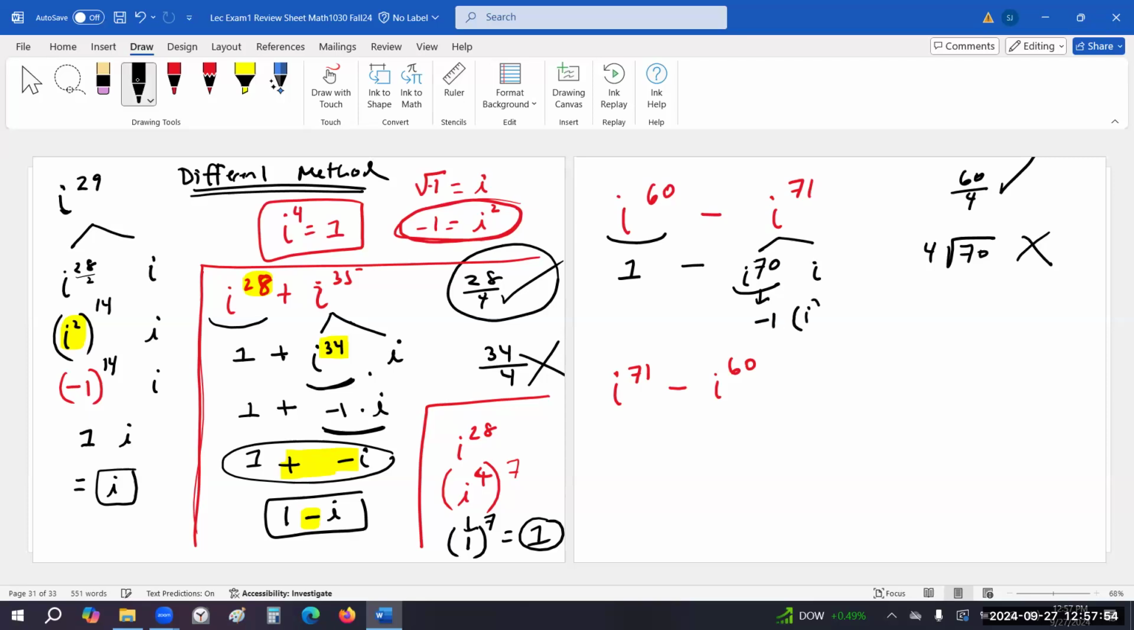So we have negative 1 times i, and we have 1 here. So what is our final answer? 1 plus i. But you got 1 minus i, right? The mistake?